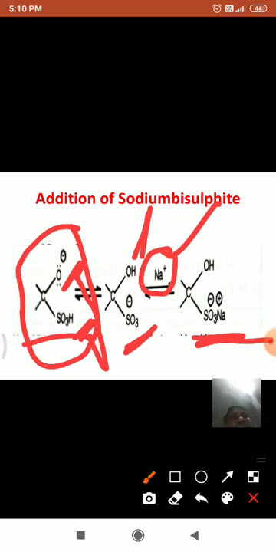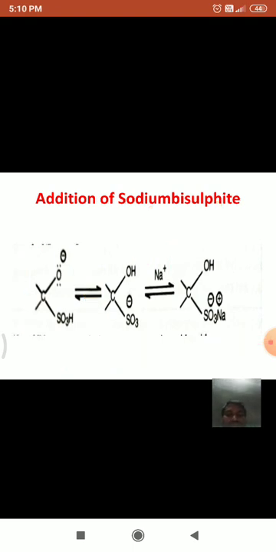This is the mechanism in which first sodium bisulfite is dissociated into sodium plus and bisulfite ion. This bisulfite ion acts as a nucleophile and attacks the carbonyl carbon, forming the intermediate which has a negative charge on oxygen. Then it undergoes rearrangement so that the hydrogen from the SO3H group transfers to the oxygen. It forms SO3 minus, and this SO3 minus is neutralized by the sodium plus ions formed in the first step, so that the bisulfite addition product is formed.